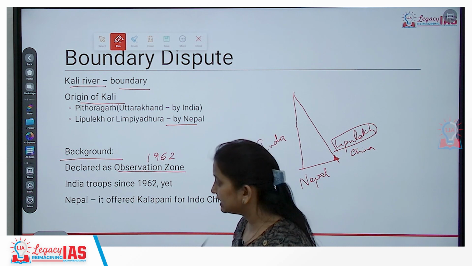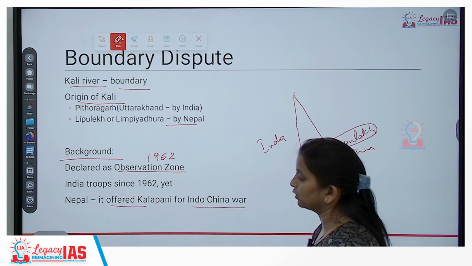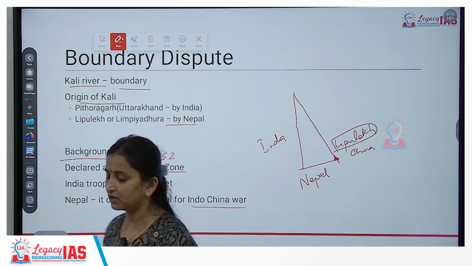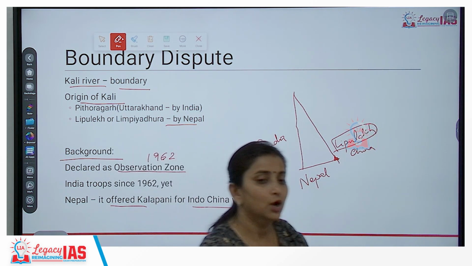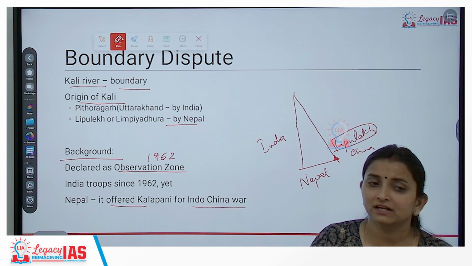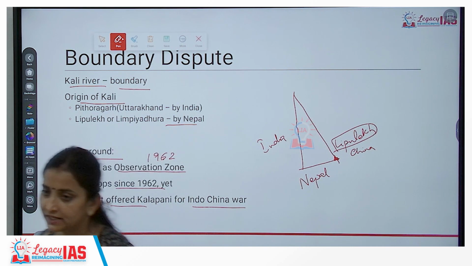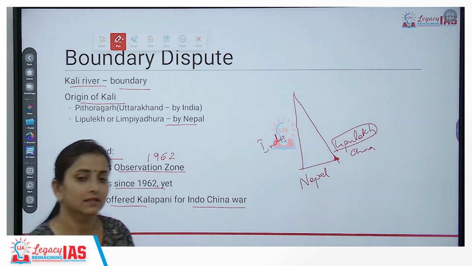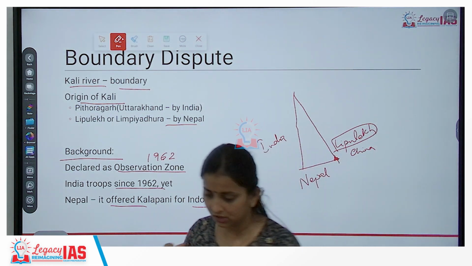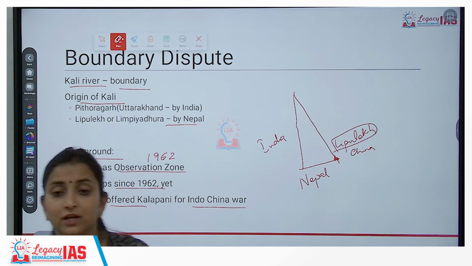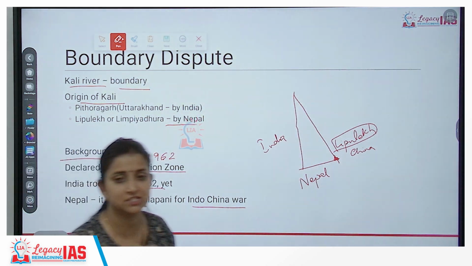Okay? But Nepal says that it had offered Kalapani for the Indo-China war. So, Kalapani territory, that region, was offered to India by government of Nepal to check military movement for the 1962 war. But our troops have been sitting here since 1962. So more or less the occupation of this territory, whether it belongs to India or Nepal, has a thin line to be found out from 1962 itself.